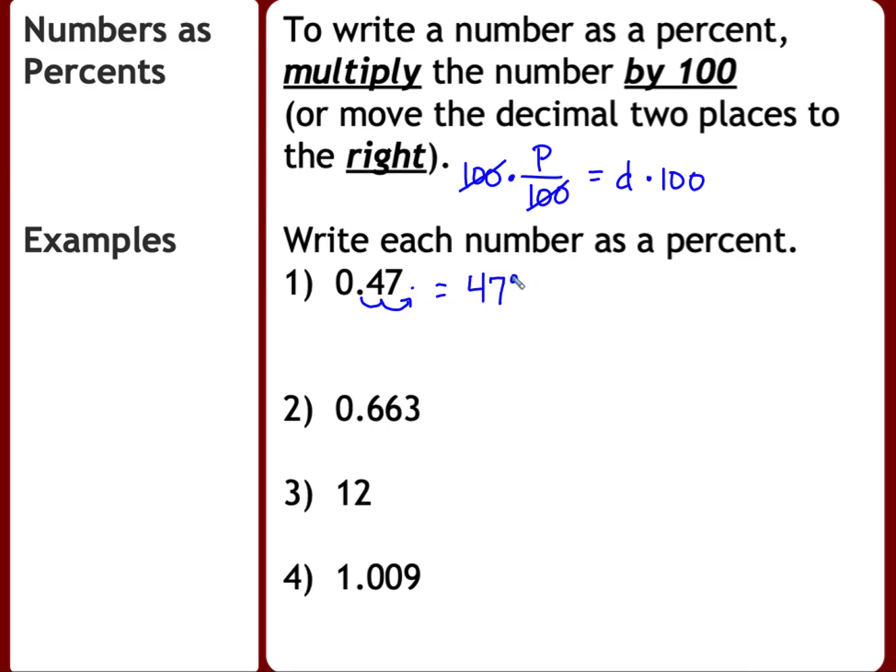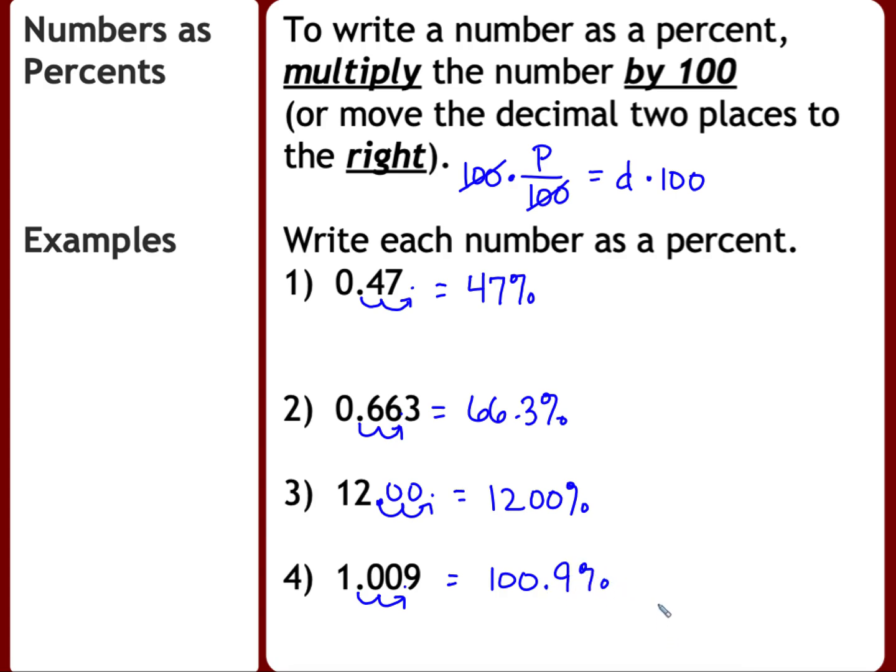So when we take 0.47, we multiply it by 100 to get the percent. 0.47 is 47%. 0.663 multiplied by 100 will give us 66.3%. 12 as a percent, remember that decimal is right after the whole number. Shifting it 2 places to the right, we need to insert some zeros, and that's 1,200%. And finally, taking 1.009, multiplying that by 100, we get 100.9%. Okay, so again, going from a decimal to a percent, we take that decimal, we multiply it by 100, we get our percent. Please remember to put the percent symbols here as your units.